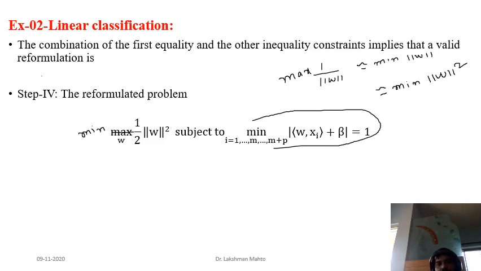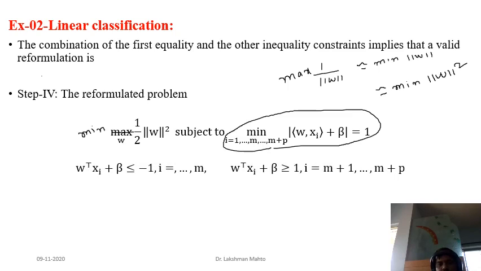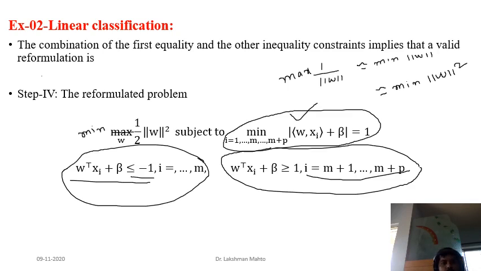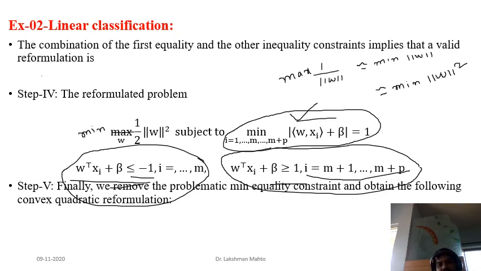So we need to minimize the square of the norm of W subject to this non-convex constraint, and the remaining two we are defining now in a new way: W transpose xi plus beta is less than or equal to -1 and W transpose xi plus beta is greater than or equal to 1 for these i's. The first is for type A points, and these constraints are with respect to type B points. So again this problem is not convex, it is non-convex due to this. Here our objective function is convex, there is no issue. This one is also convex, this one is also convex, but this equality constraint is not convex. That means it is not an affine constraint.